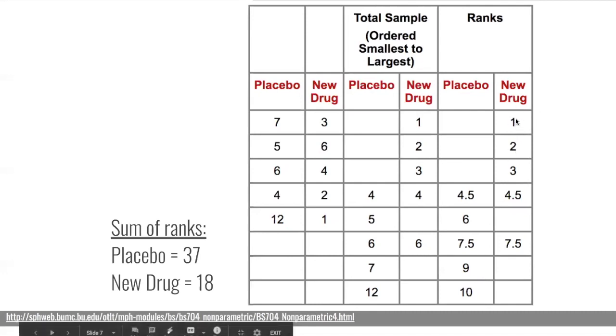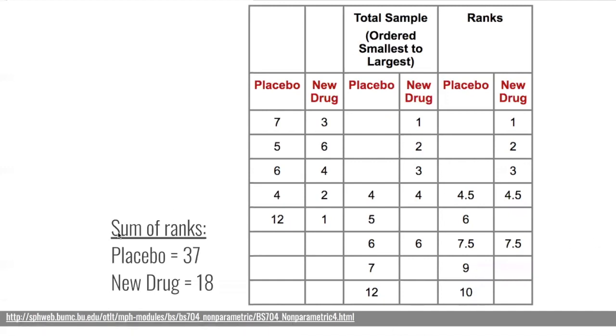So this person would be rank 1, rank 2, rank 3. Since there are 2 4s, we split the difference and they're 4.5. So that takes both the 4th and the 5th rank. Then 6, split 7 and 8 to 7.5 because there's a tie, 9 and 10. So we've now ranked all of our observations. We have 5 people in the placebo group, 5 people in the new drug group from 1 to 10. So it no longer matters that this person had 12 episodes of shortness of breath. It just means that this person has 1 higher rank than the person before them.